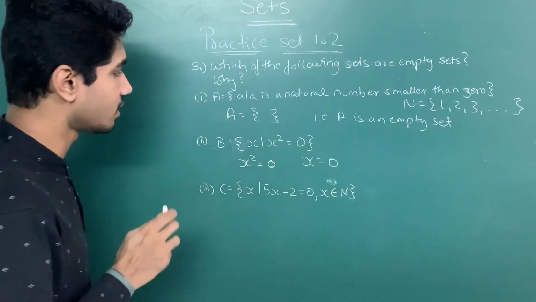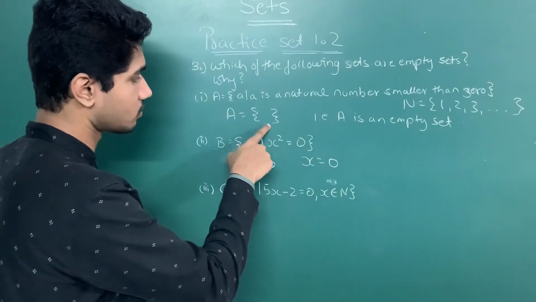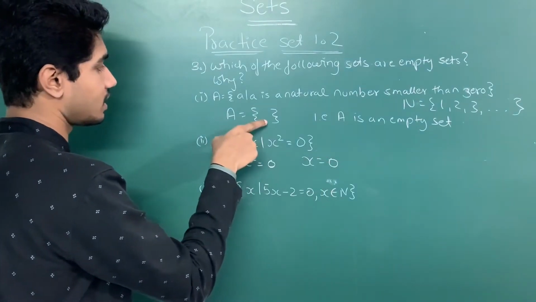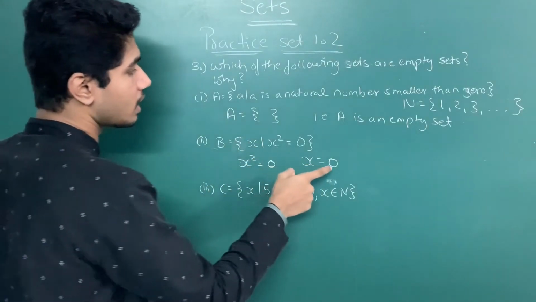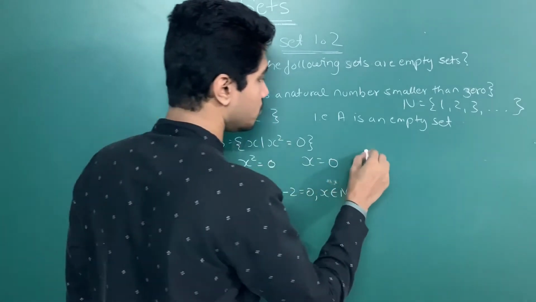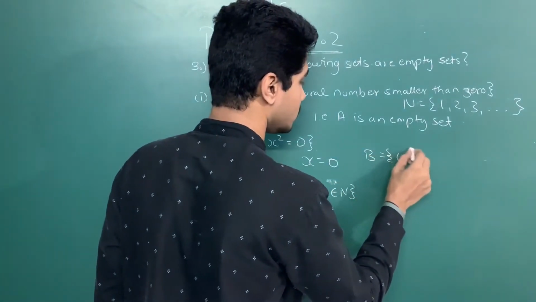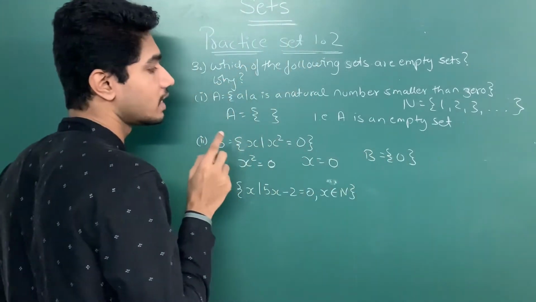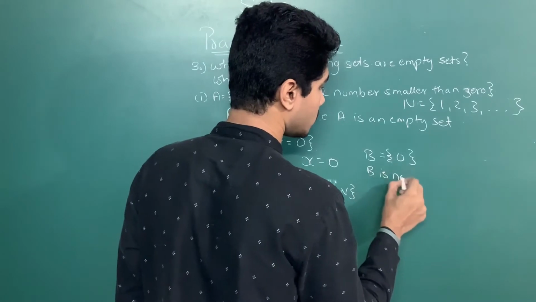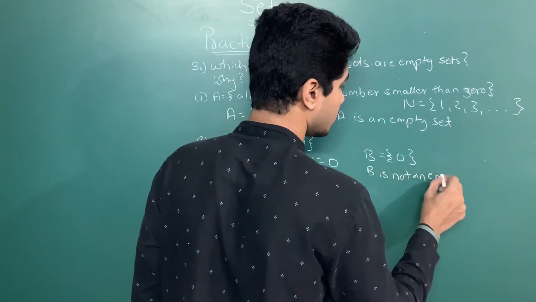Now students get confused with 0 and empty set. कभी कभी जब x का value 0 मिलता है, so आपको लगता है कि it's an empty set, which is wrong. 0 comes under the whole number, therefore it is an element. So B has an element 0. So therefore it is not an empty set. So we can write this as B is not an empty set.